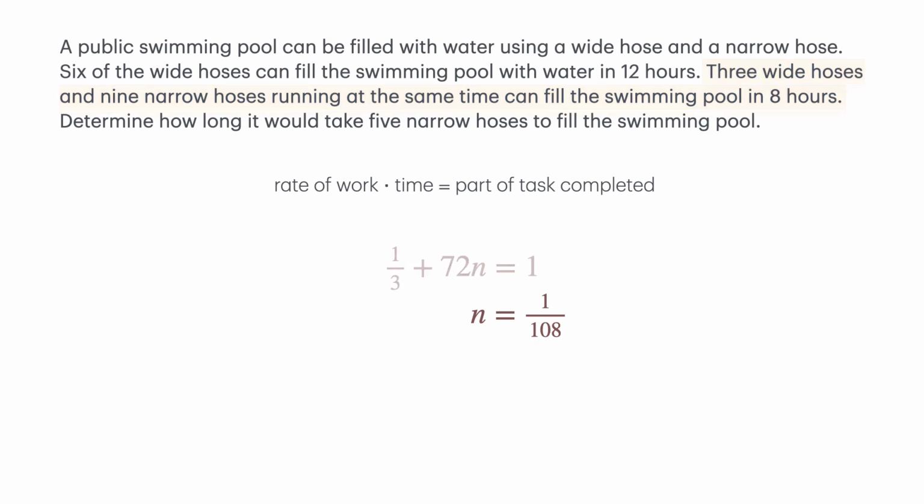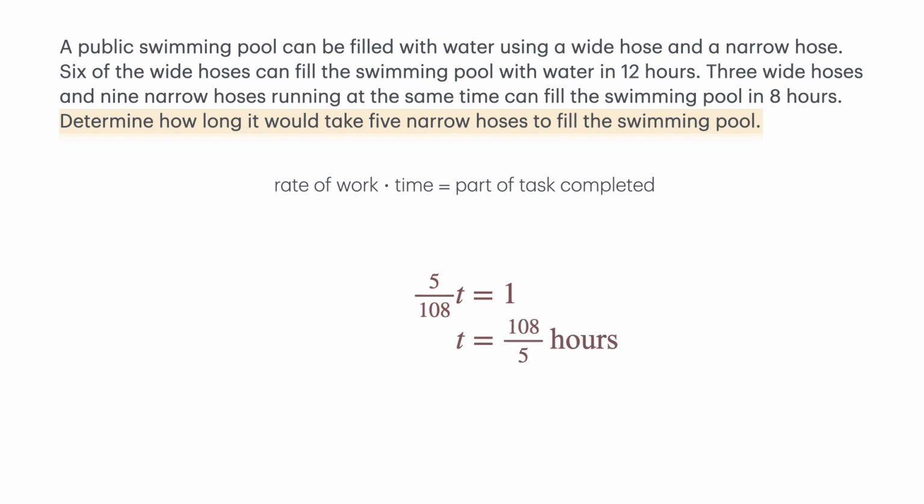Now that we know the rate of work for an individual narrow hose, simply multiplying this amount by 5 gives the rate of work for 5 narrow hoses. Utilizing the equation, we can now determine the time it takes for 5 narrow hoses to fill the entire swimming pool. It will take 21.6 hours to fill the swimming pool with water.